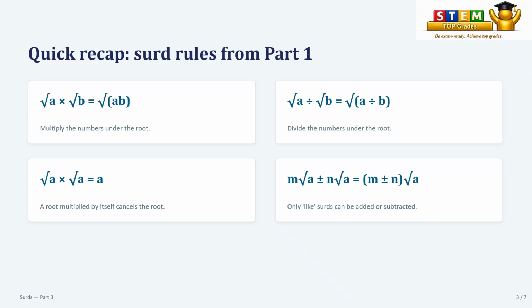So this is a recap from the first episode. I would suggest that you go and view the first one, where we discuss this in more detail. But anyway, I'm going to just very quickly recap on that one. So this one is when you multiply surds together. That one is for the division of surds. This is when we are squaring surds. And finally, this is for addition or subtraction of surds.